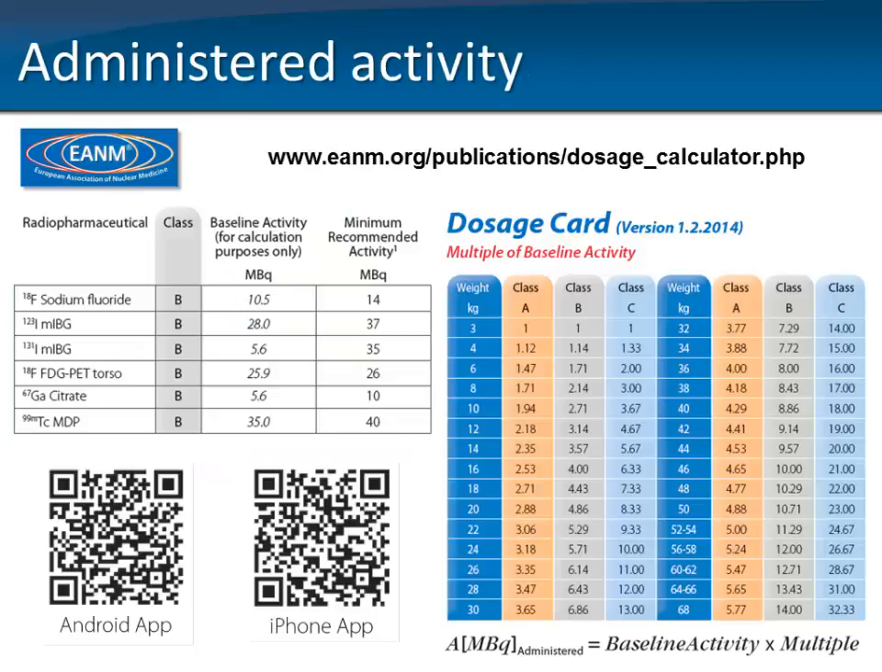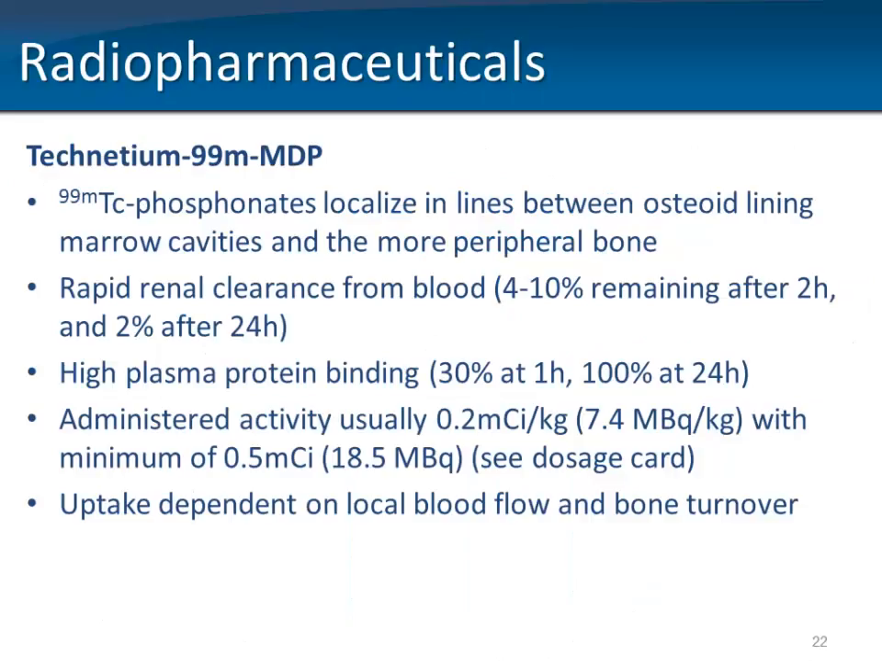So how much do you give a pediatric patient? Well, I'm very happy to say that committees of the EANM have produced a wonderful document that we use almost every day, where I've listed some isotopes and tracers that we use routinely in bone imaging. So you can very easily use this tool to calculate, based on weight and the class of isotope you're giving, how much activity you should administer. And there are very useful iPhone and Android apps out there to guide you.